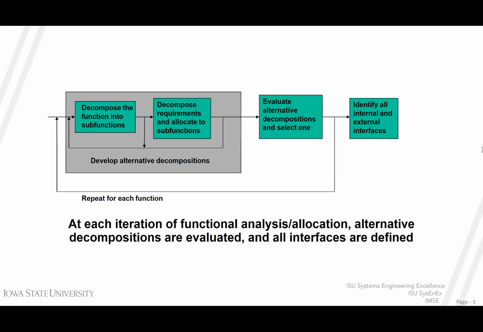This figure details the process of developing alternate decompositions. First, break the function into subfunctions. From there, you will decompose the requirements and allocate them into the appropriate subfunctions. This will be an iterative process in and of itself as you develop alternate decompositions. Eventually, you will evaluate the alternate decompositions and select the ideal one. Of course, depending on the output of that analysis, you still may need to step back and update requirements within the subfunctions and repeat the process again.